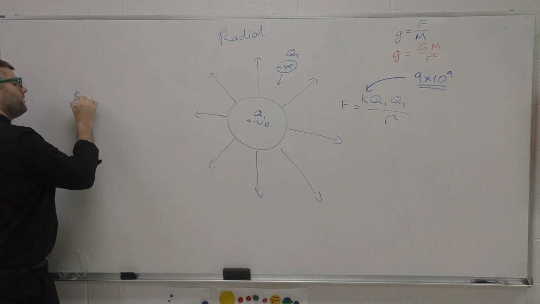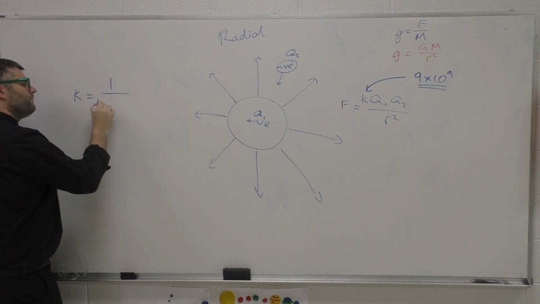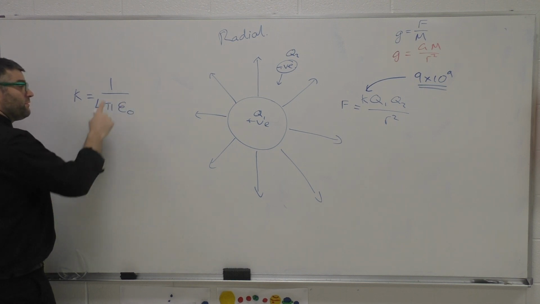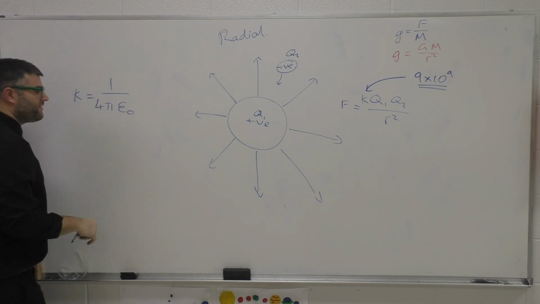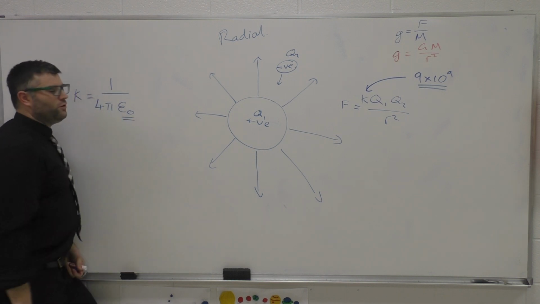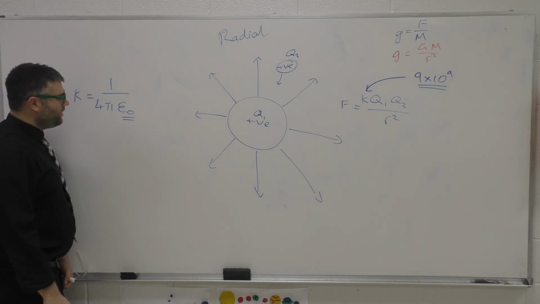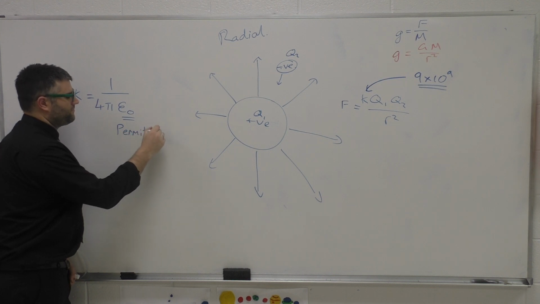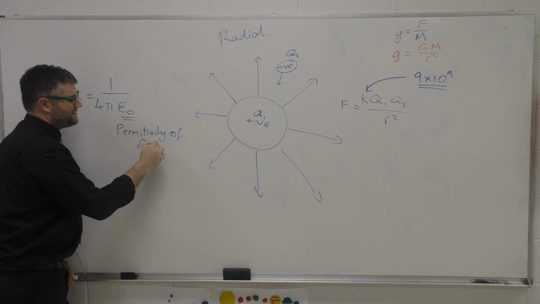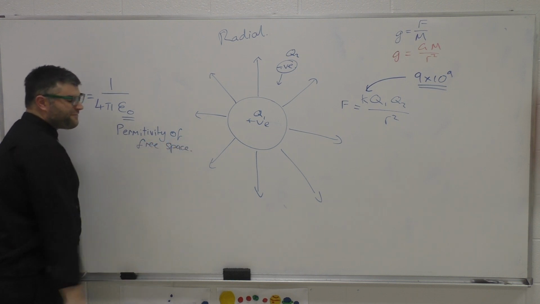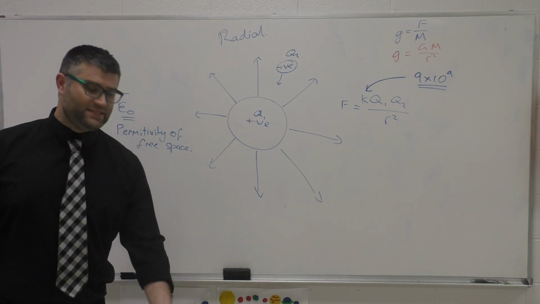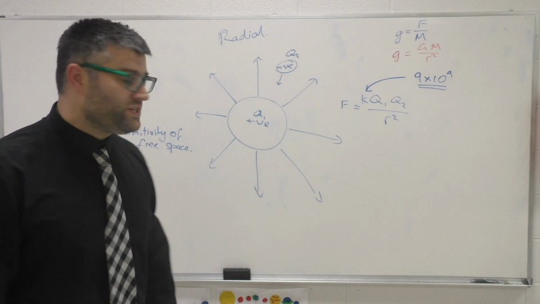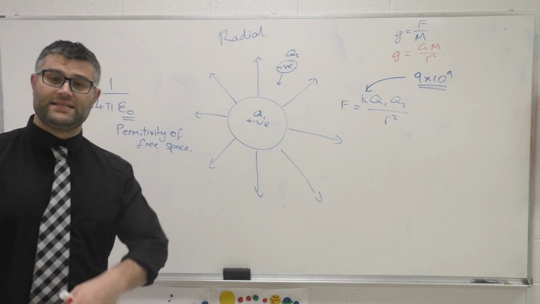K is equal to 1 over 4 pi epsilon naught. Now, hopefully you're happy with 1, 4, and pi. No problems with any of those terms. But you might be looking at this epsilon naught value and going, what in the world is that? Well, this is the permittivity of free space. It's effectively a constant that suggests how easy it is to set up an electric field in the substance that you're in, which in this case, permittivity of free space indicates a vacuum.